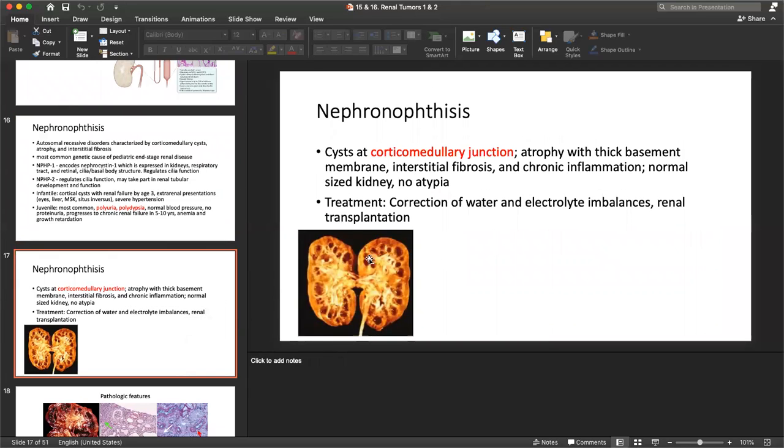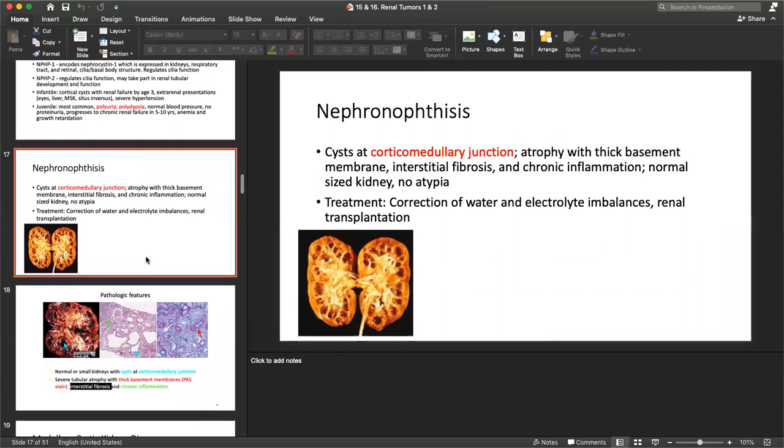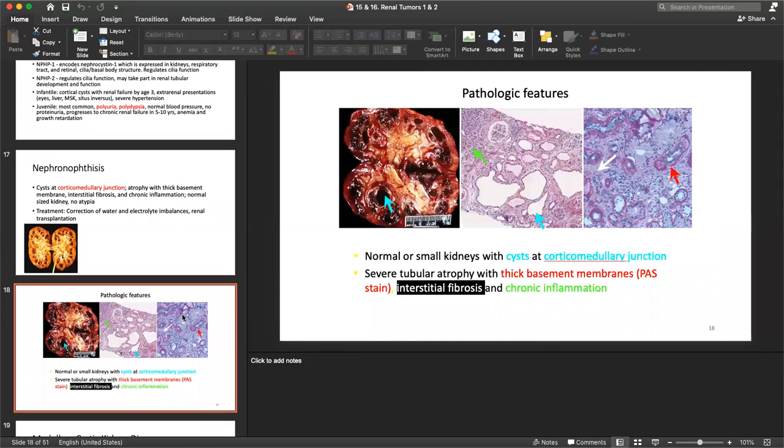So we can see these cysts at the corticomedullary junction with thick basement membrane. So the outside looks normal. Just know this is another cystic kidney disease. Features of this are going to be normal to small kidneys with cysts at the corticomedullary junction. Make sure you know that. And then thick basement membrane with a PAS stain with fibrosis and inflammation. So we can see this thickness. Here's our inflammation. And here's our fibrosis.